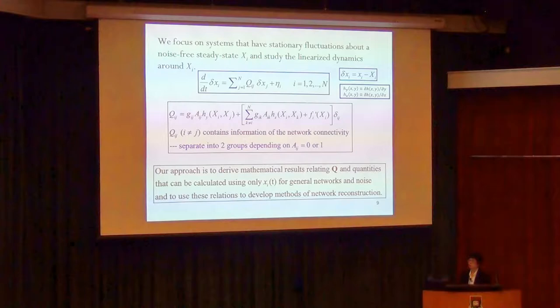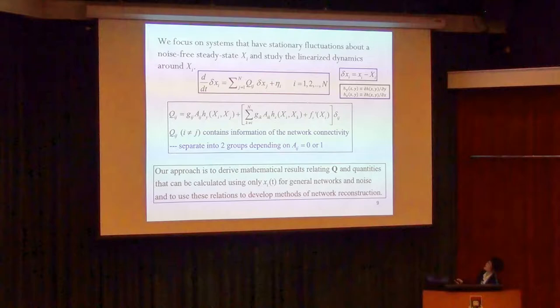So what we do is we linearize the equations around this steady state, and we will end up with this linear stochastic dynamics. And then we try to derive exact results for these linear systems. And these exact results for the linear systems will be good approximations for the case when there's noise, at least in the case of weak noise. So you see here that if you linearize the system, then this is just the usual stochastic linear set of systems.